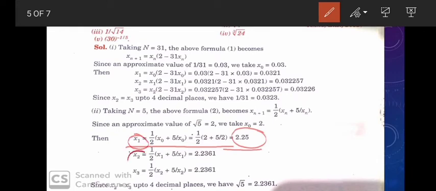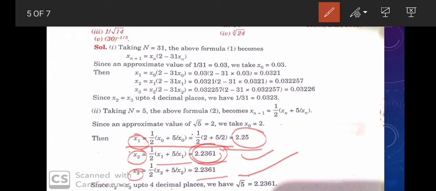Then again, to find x2 we will write this, and afterwards we will get this value. Again for x3 we will substitute and get this. So x2 and x3 are the same. So with the help of this formula, by three approximations we have got the result, that is 2.2361.